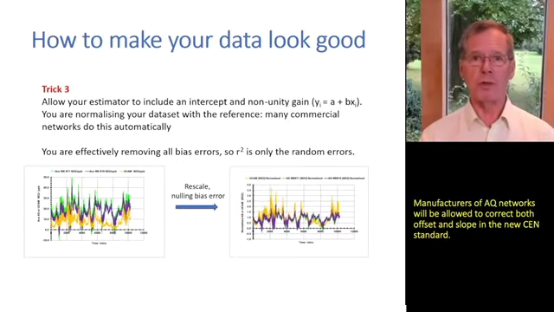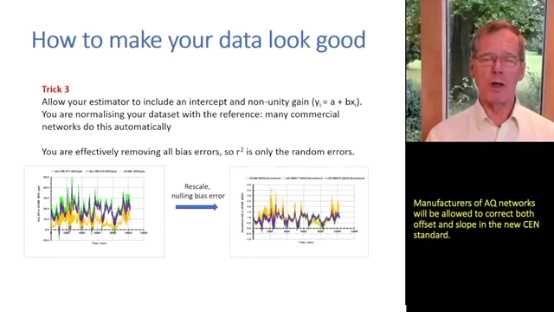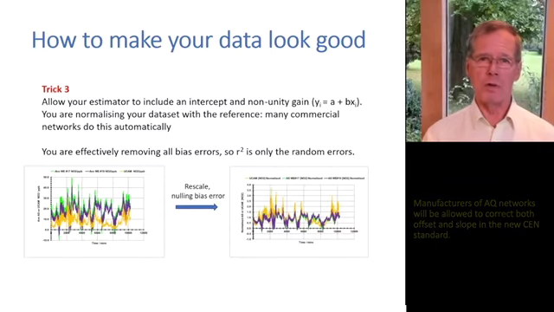An important issue is that many air quality networks that are set up automatically adjust both the offset and the gain when calibrating, and you don't have knowledge that this has happened. So be aware of whether you're allowing the R squared to represent a unity gain or a non-unity gain.